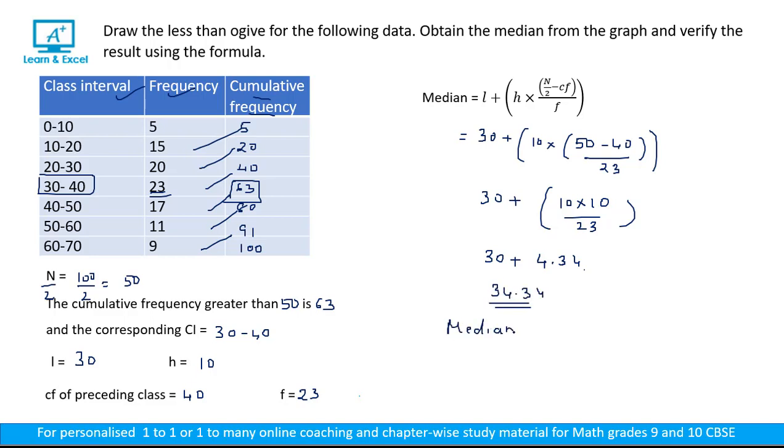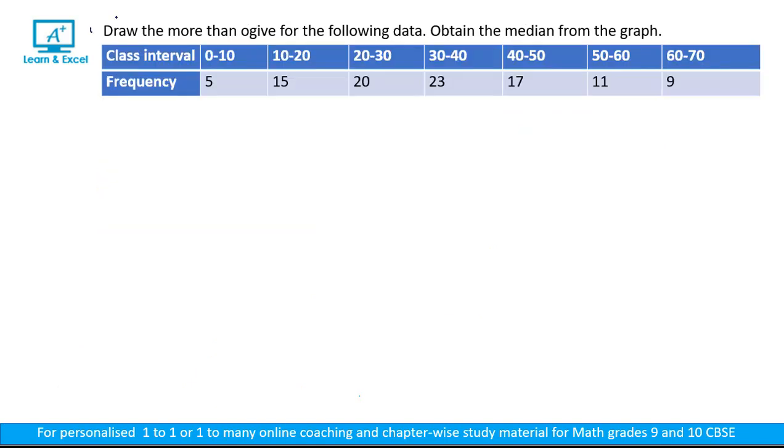And from the graph we had calculated the median as 35. So yes, we have verified the result using the formula and from the graph. Let us now draw the more than type ogive for the data that is given to us. This data is the same as the data that we used for the less than type ogive. There we found the median as 35.